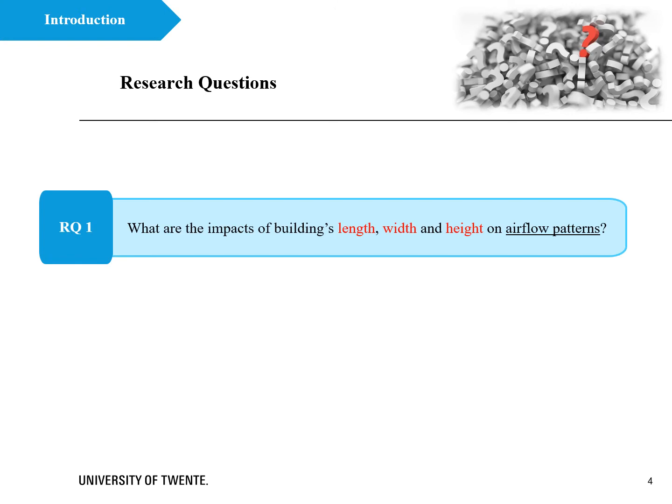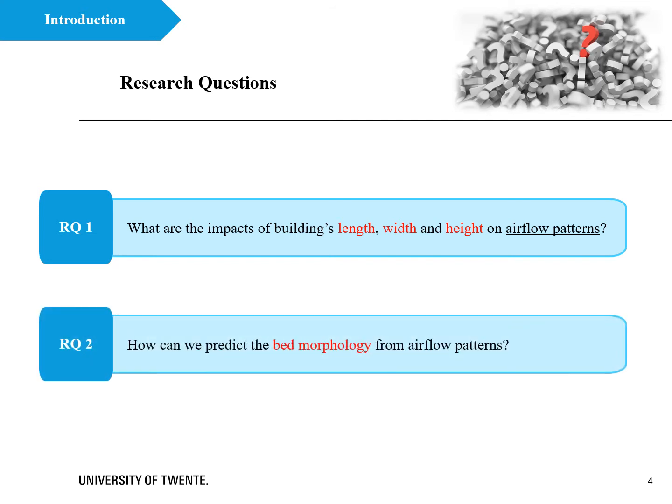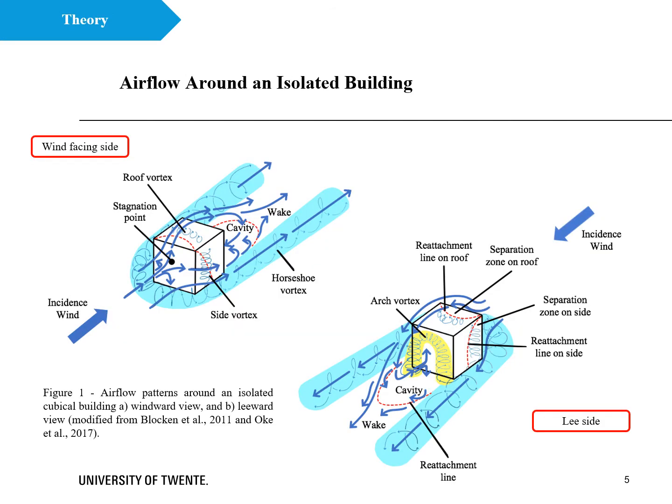We will answer 2 main research questions in this study. The first research question is, what are the impacts of buildings' length, width, and height on airflow patterns? And the second one is, how can we predict the bed morphology from airflow patterns? Maybe you're thinking about how and to what extent the airflow can be affected by a building.